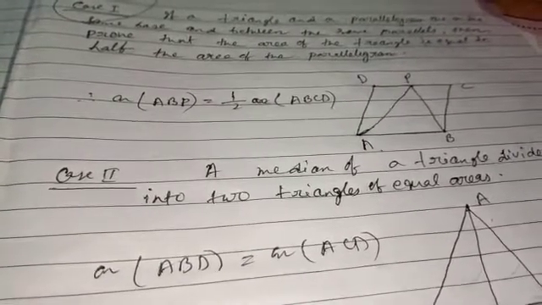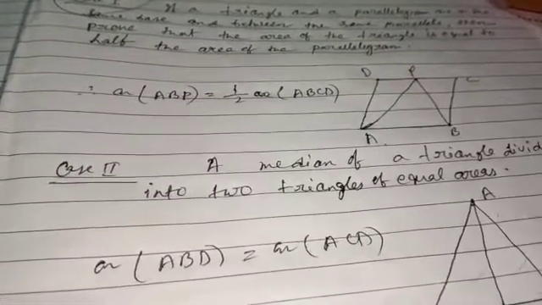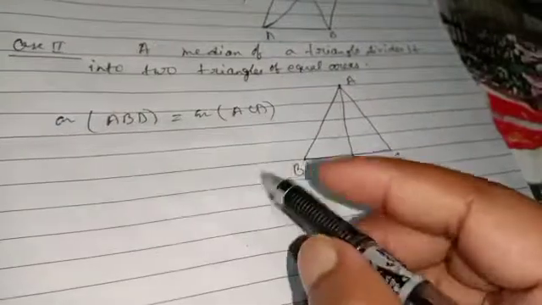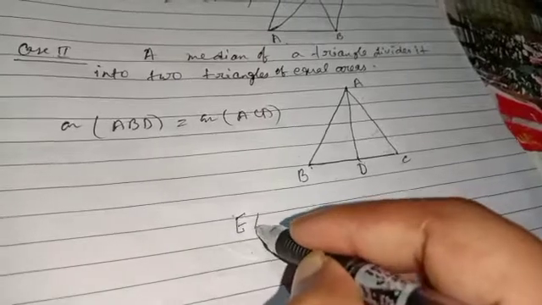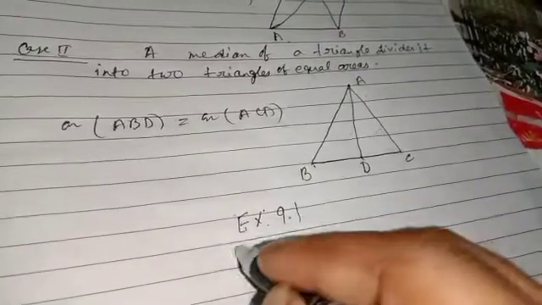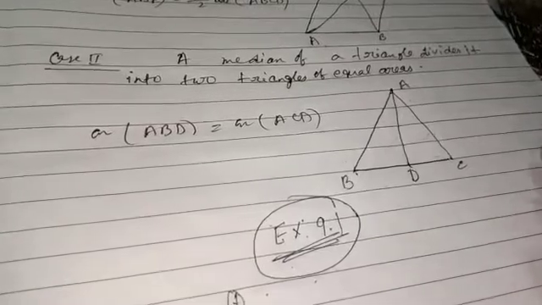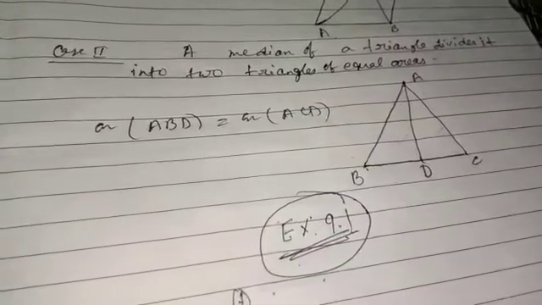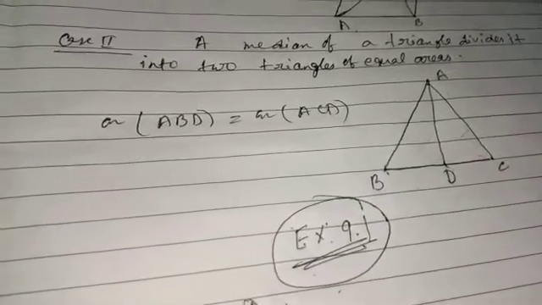To recognize figures that have the same base and are between the same parallel, I want to give you some homework. In the next class we can study a new chapter. For this I want to give homework exercise 9.1. Only 9.1. In exercise 9.1 question number 1 there are some figures. You need to say whether those figures have the same base and are between the same parallel, and also write the same base and the parallel lines. Read the question and you'll understand. Other exercises are not needed.